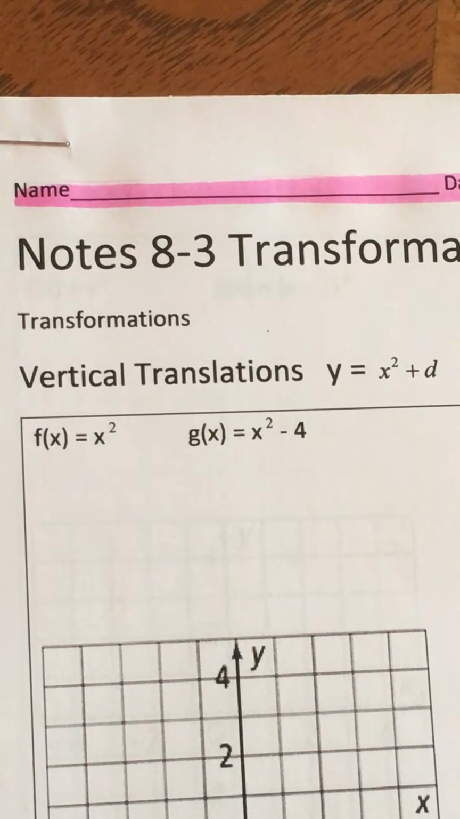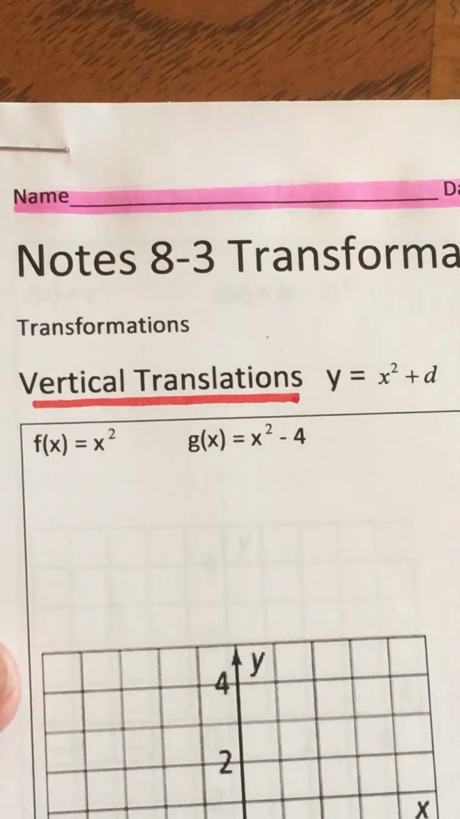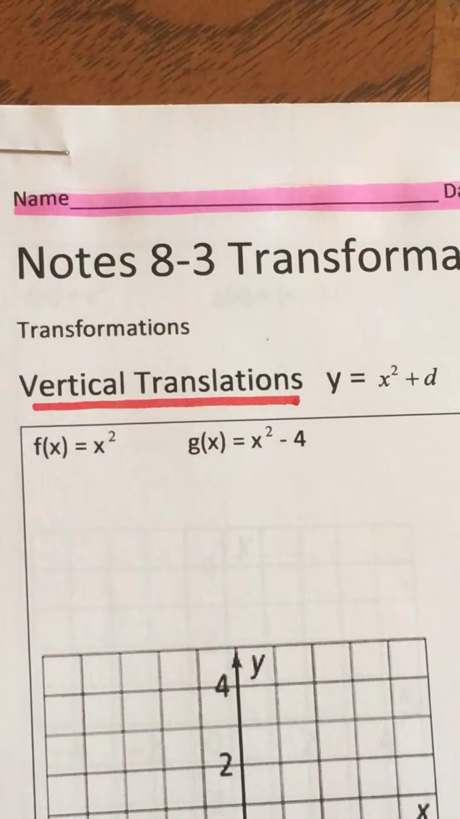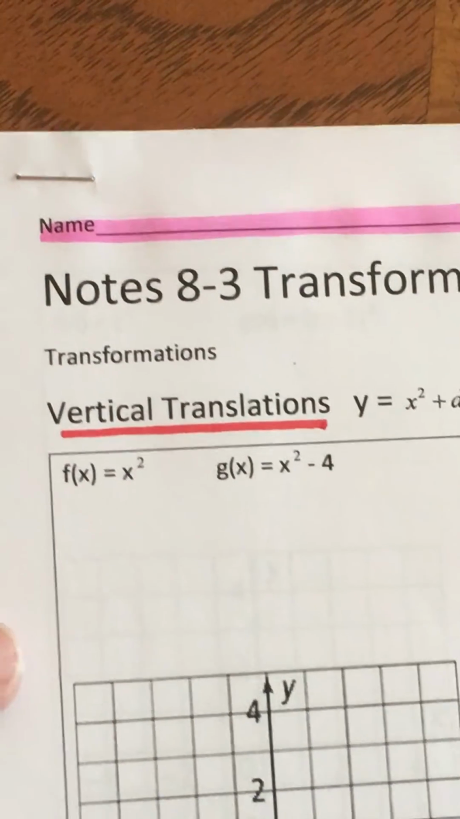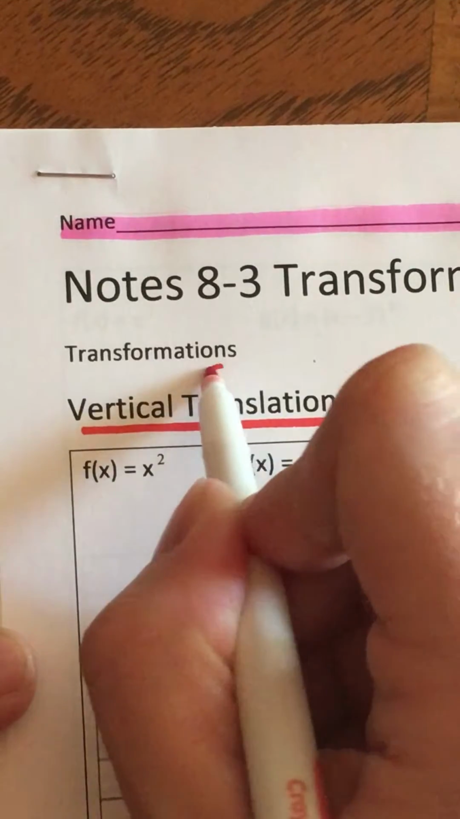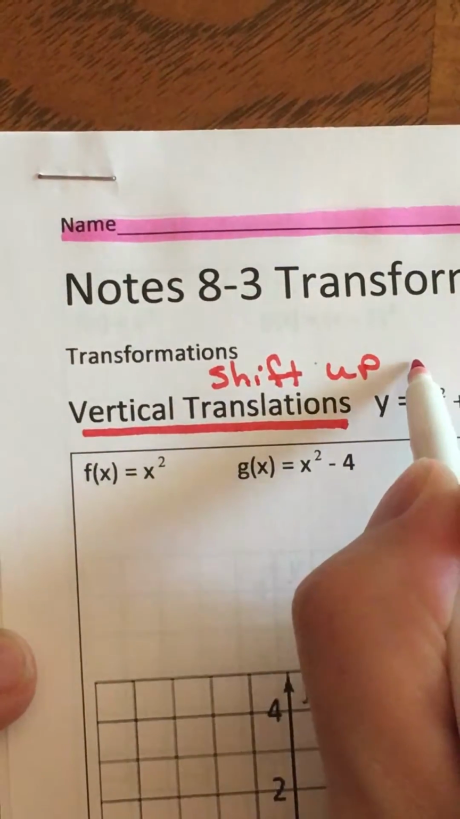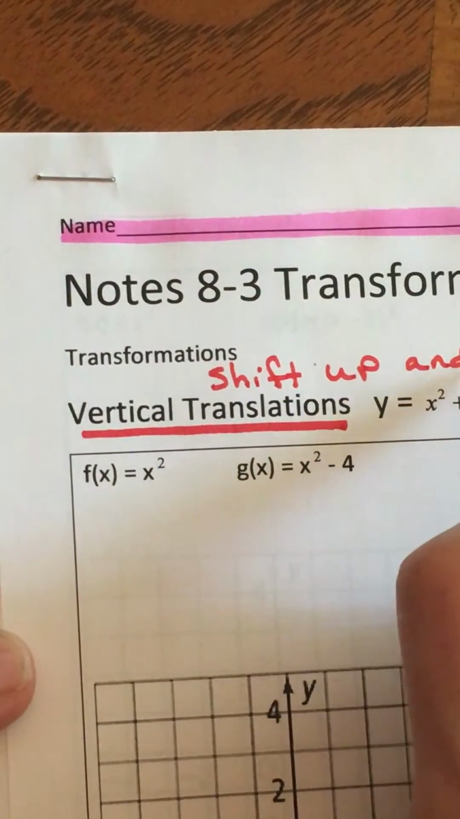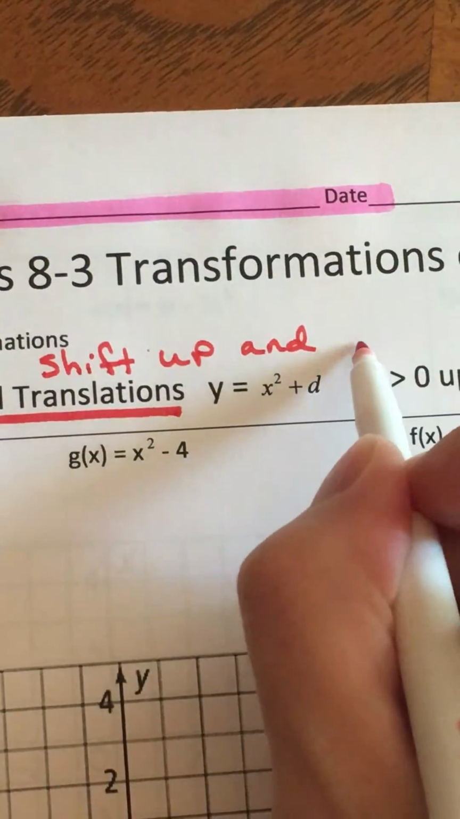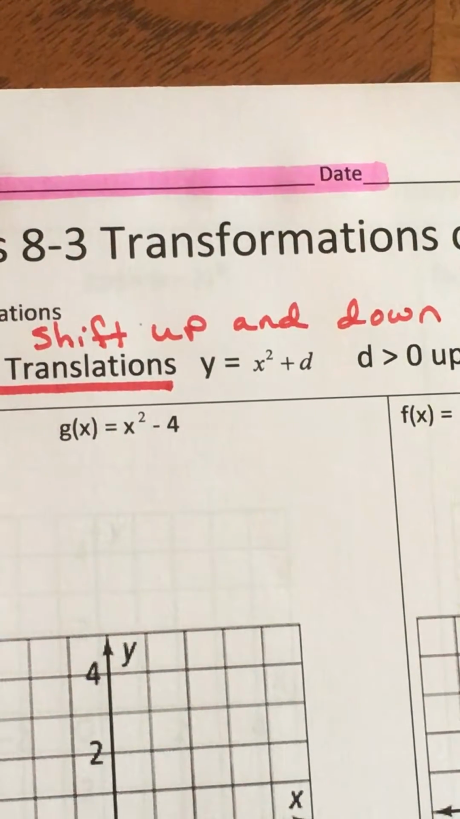All right, so our notes remind us that the vertical translation is going to slide up or slide down. So we'll make a note there. Or shift up and down. It's not a reflection, it's just a slide.